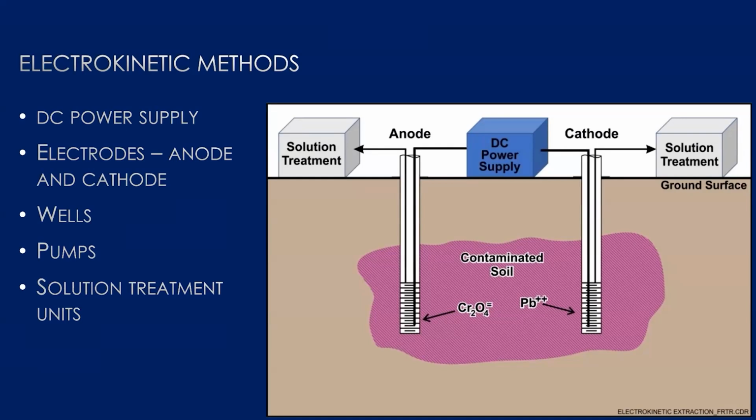There are two electrodes, the anode and the cathode, spaced apart in the soil at either end of the contaminated zone. In this particular figure, the cathode is made of lead cations and the anode is made of chromium chromate anions. The electrodes are at the bottom of two wells drilled into the contaminated zone, which are parallel to each other. Pumps are not present in this figure, but they are placed at each well to pump the solution containing the contaminants out of the ground and into the solution treatment units. The solution treatment units are located above the ground surface and are used to treat the contaminants as they are pumped out of each well.